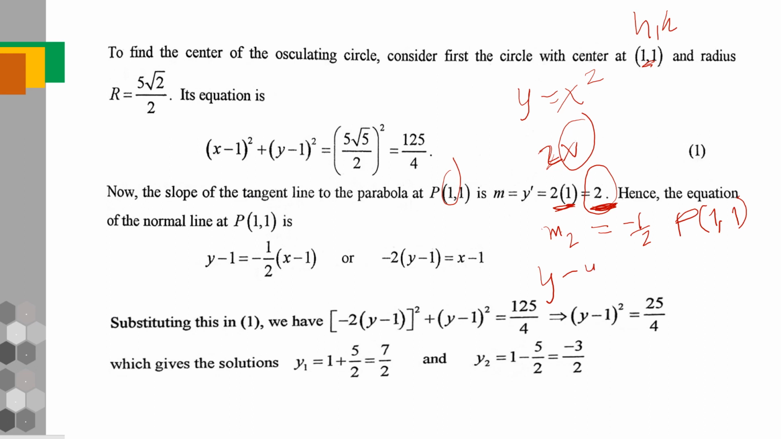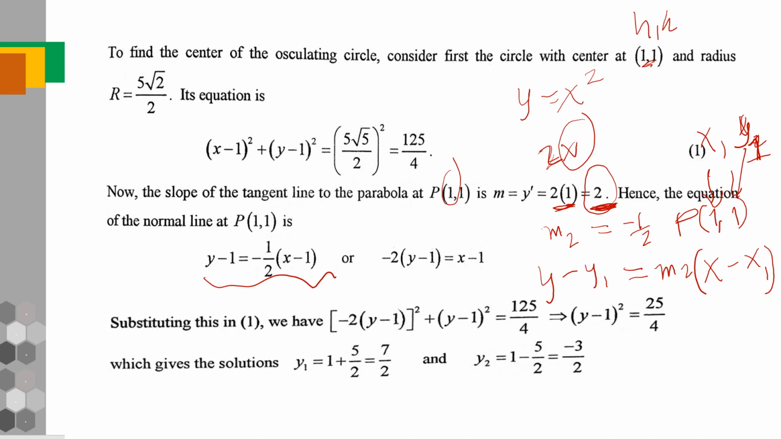y minus y sub 1 equals the slope m sub 2, because m sub 2 is the slope of our normal line, times x minus x sub 1. So you can see this is our x sub 1, and this is our y sub 1, sorry, not x sub 2. We just substitute into this formula, and our slope is negative 1 half. So we have this.